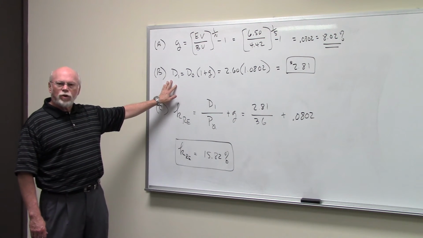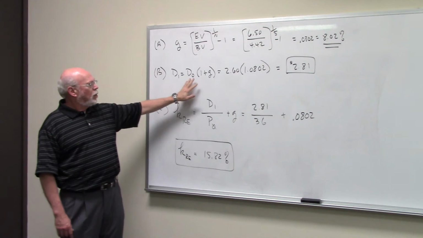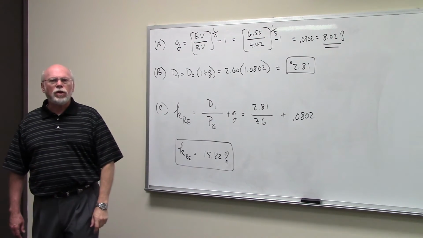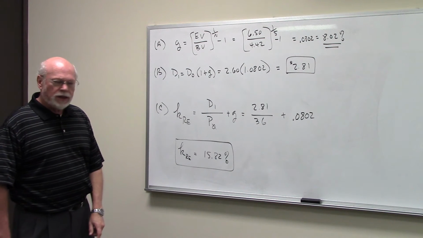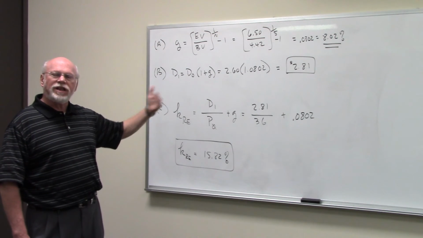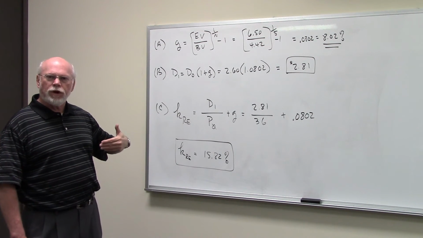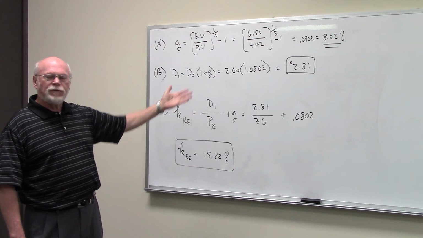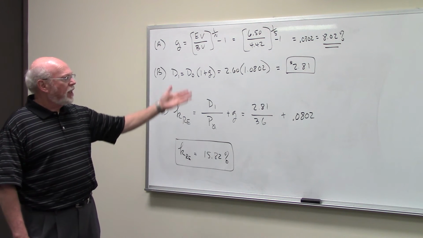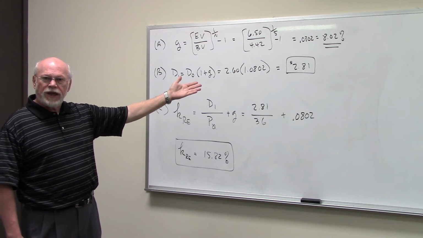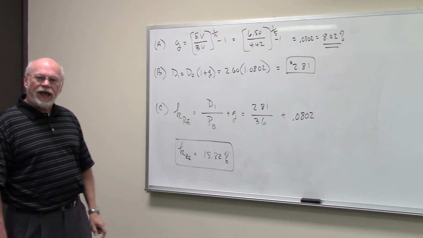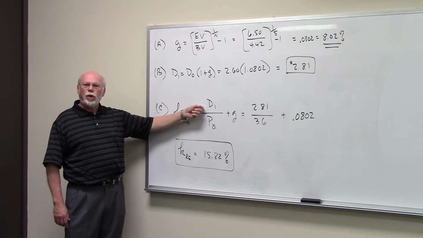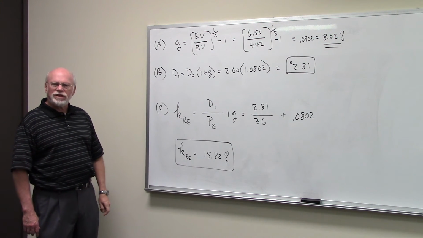Now we're going to use that growth rate to calculate D1. We know that D0 is $2.60, and we want to multiply that by 1 plus the growth rate. What we're going to add to 1 is the decimal equivalent of 8.02%, which is 0.0802. So 2.60 times 1.0802 gets us D1, the next expected dividend, $2.81.